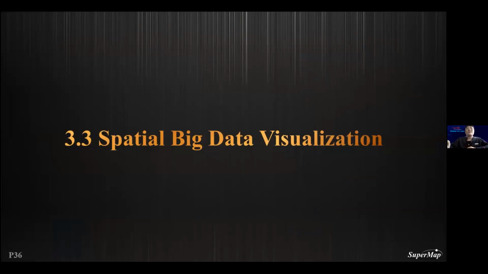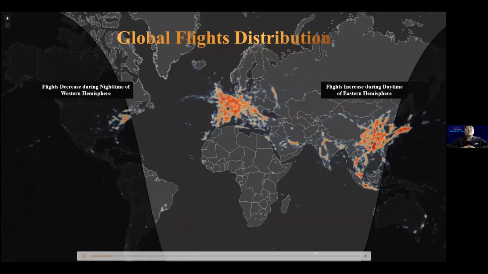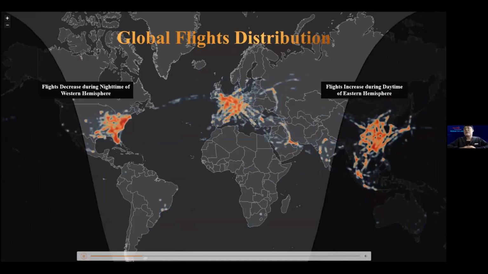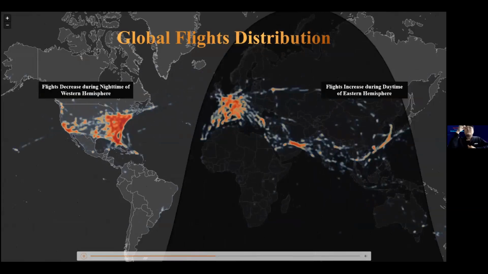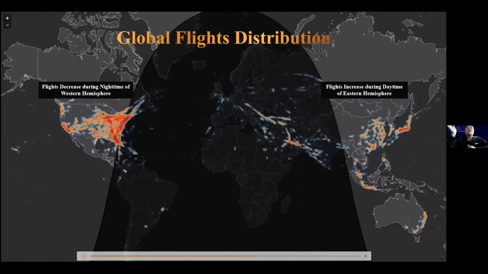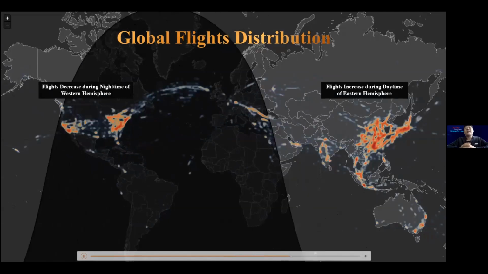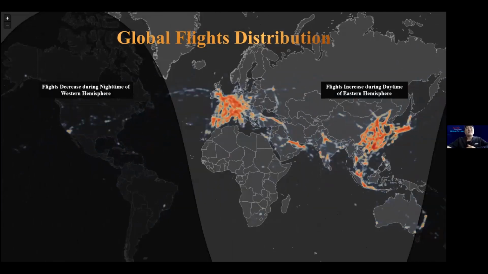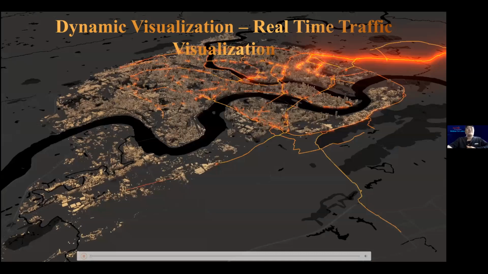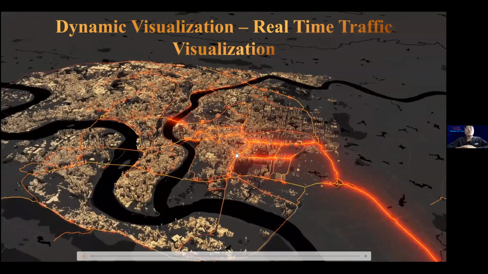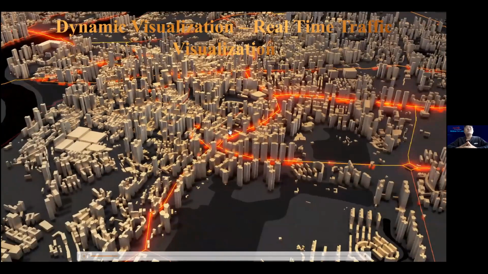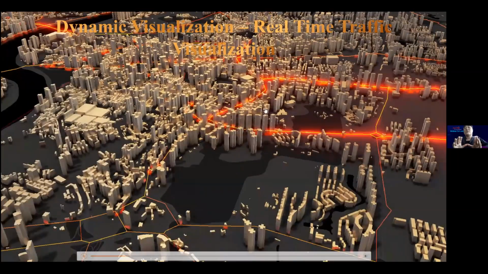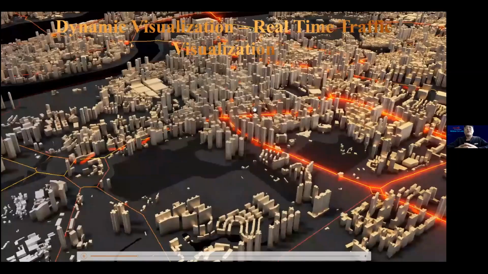Okay, the 3.3 is spatial big data visualization, which is about the global flights distribution. We can use this kind of cool effect and moving effect to show the big data information on web and desktop. And this is another one, which is to show the real-time traffic visualization. We can see the whole system looks very cool and the effects look very beautiful.